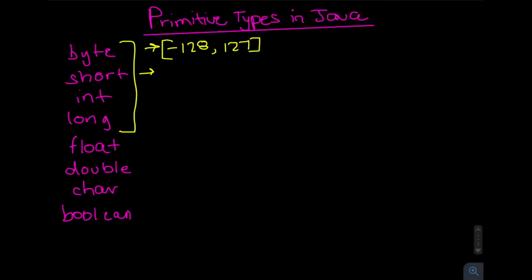Short is a little bit more than that. It's -2 to the 15th to 2 to the 15th minus 1, and this doesn't really matter, what they can hold. You just need to know that they're all holding integers, right? That's the main idea. Integer holds a little bit more, but integer is actually the most commonly used, right? I really doubt you're going to use byte and short on the AP test, but in case it does pop up, you know what it is. And integer is 2 to the 31. You're going to use integer probably the most.